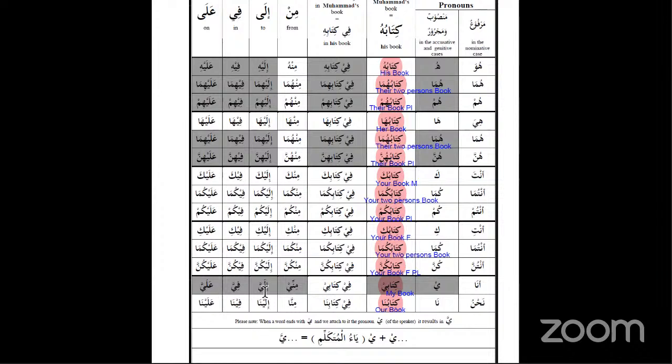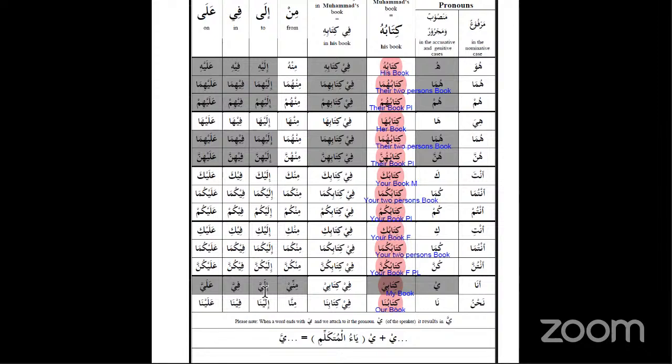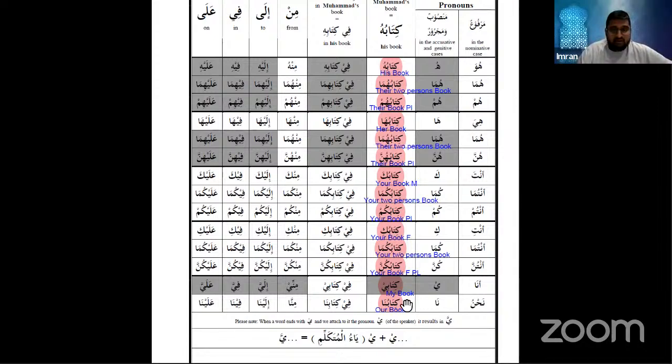I want you to do kitabuhu. Okay. Bismillahirrahmanirrahim. Kitabuhu, kitabuhuma, kitabuhum, kitabuha, kitabuhuma, kitabuhunna, kitabuka, kitabukuma, kitabukum, kitabuki, kitabukuma, kitabukunna, kitabuna. Kitabi, and kitabuna. Yeah. Brilliant. I hope I did memorize it correctly.